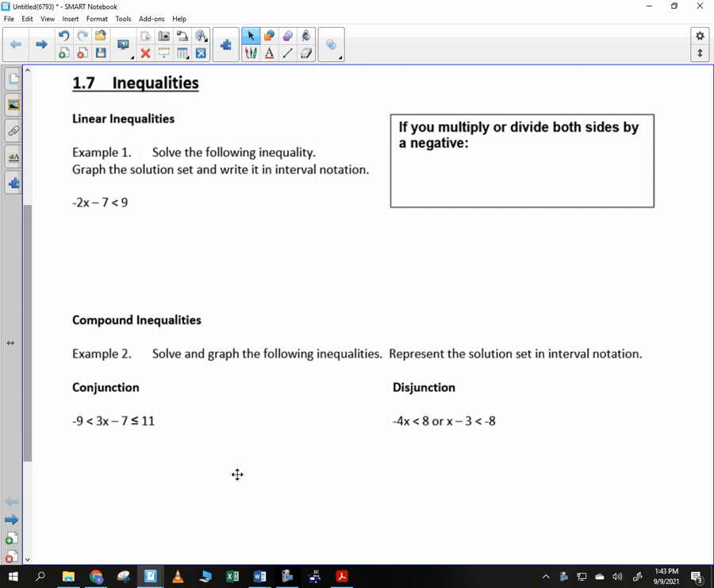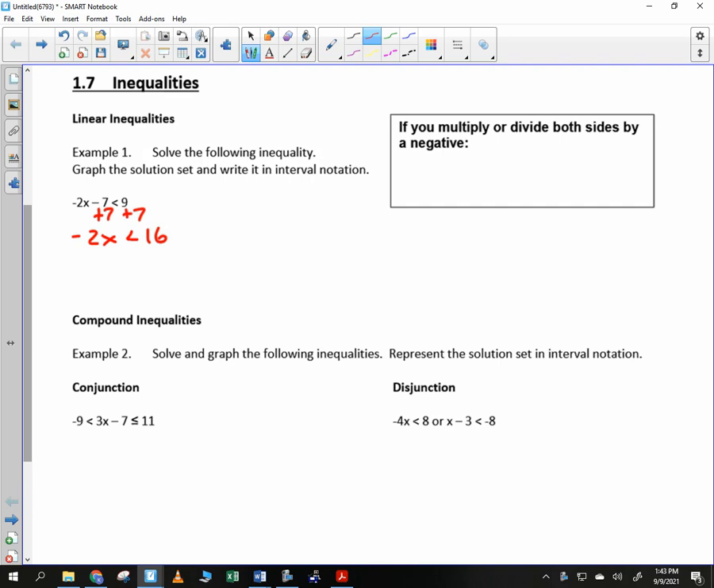Okay, here we go. We are leaving equations and going to inequalities. There will be a couple parts of this unit that will be new and a couple parts that will be review. We start with review today, and that is solving a linear inequality like negative 2x minus 7 is less than 9. And you all know that we add 7 to both sides to get negative 2x is less than 16.